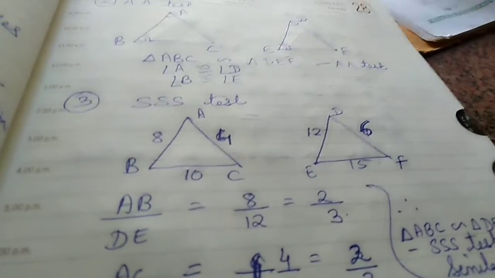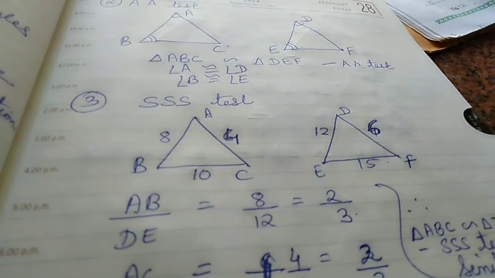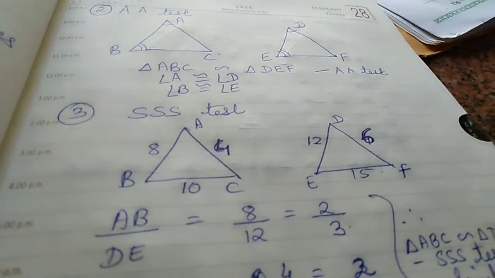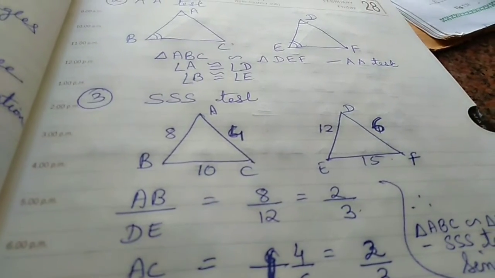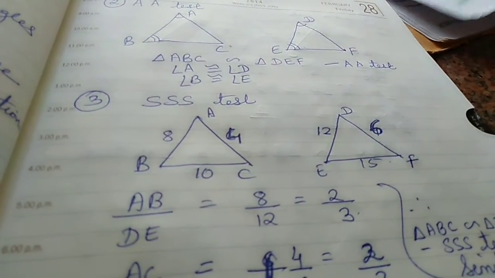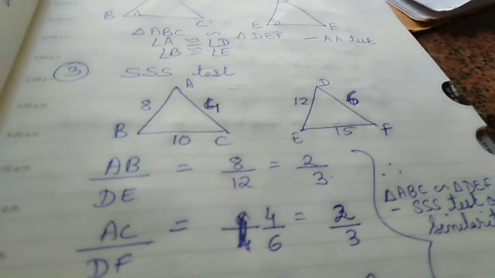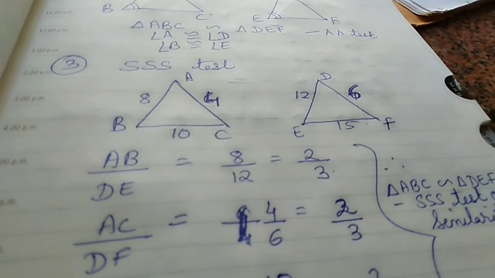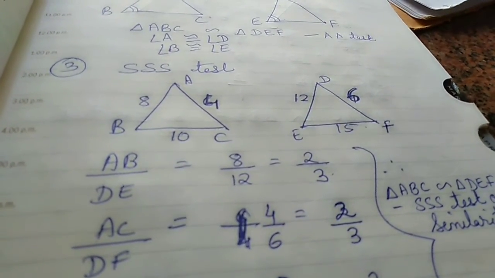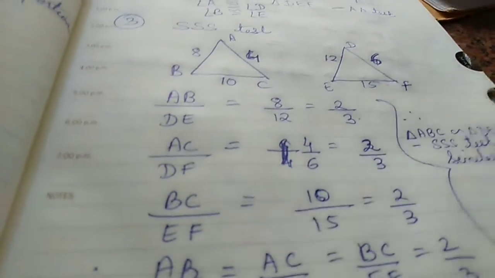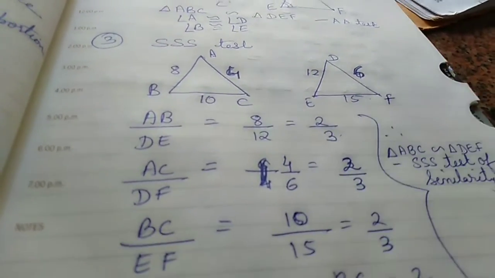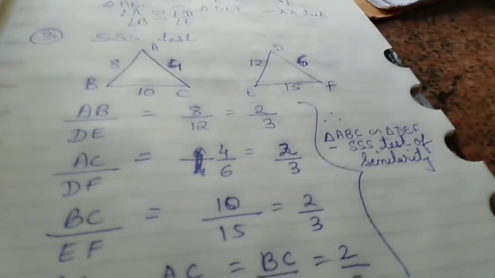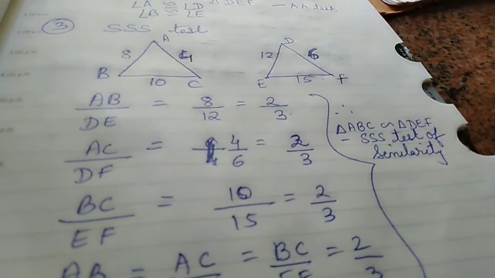Now these are the two triangles ABC and DEF. The sides are given. Now find the ratio AB upon DE. We get 8 upon 12, that is 2 upon 3. Then AC upon DF, we get 4 upon 6, that is again 2 upon 3. Then BC upon EF is 10 upon 15, that is again 2 upon 3. So you can see that each of these ratios is 2 upon 3.